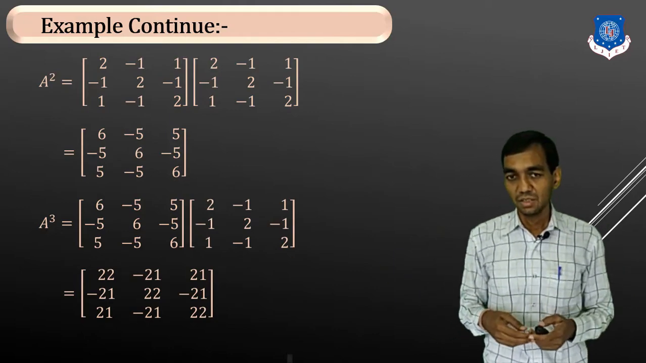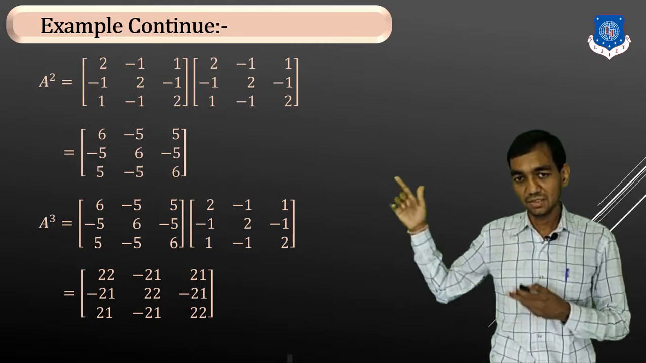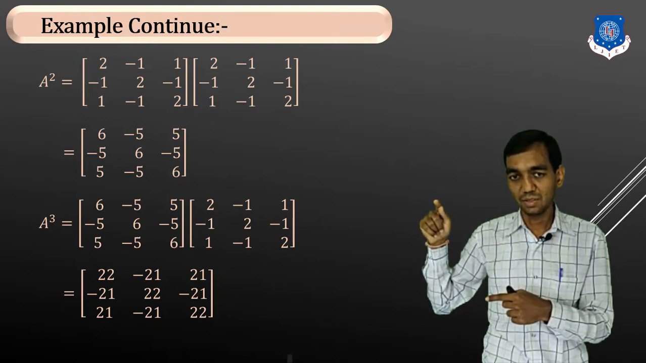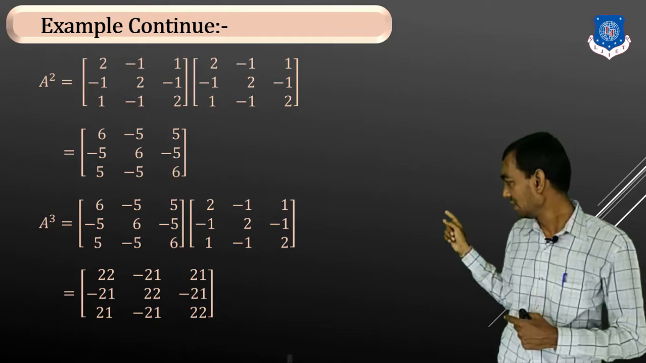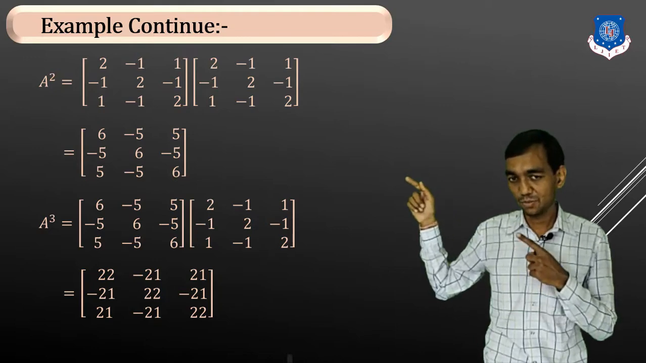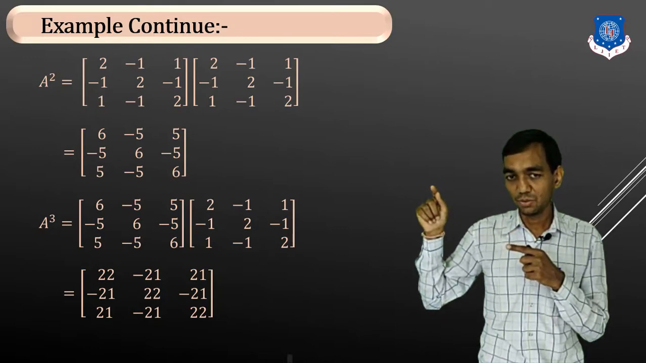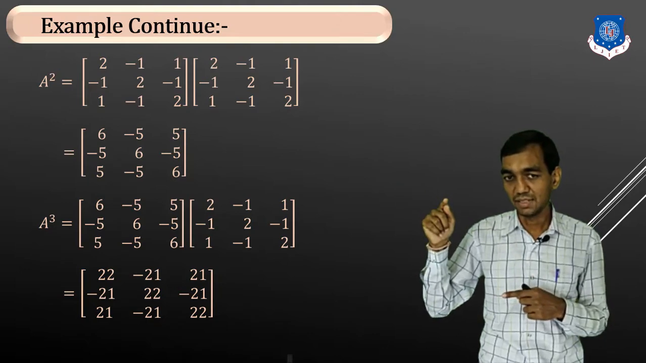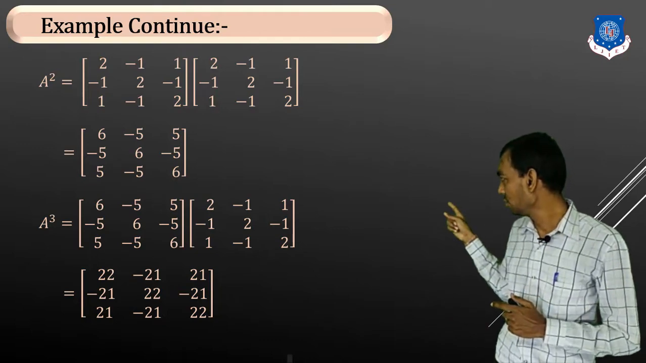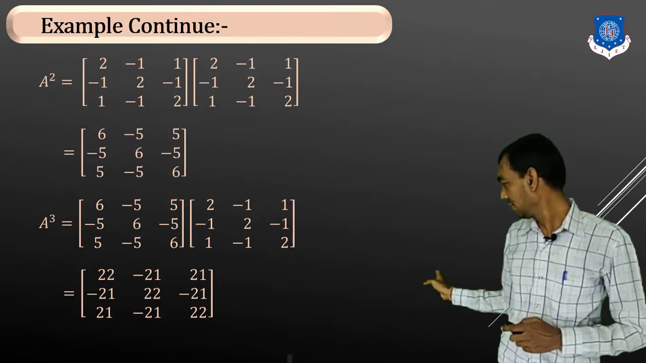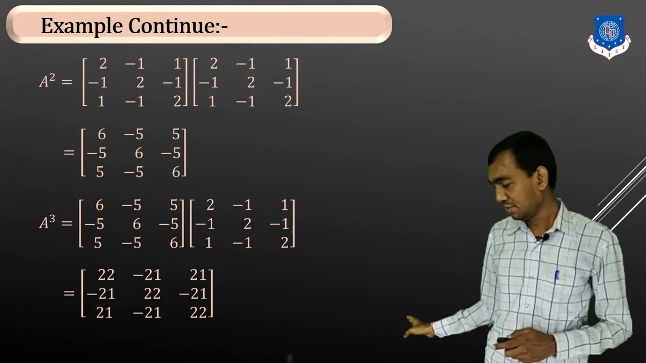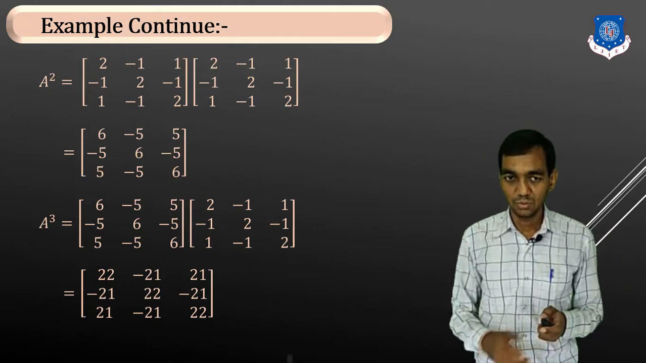Again using the same method. First row, first column, that means 6 into 2 plus minus 5 into minus 1 plus 5 into 1. That means 12 plus 5 plus 5, that will be 22. In the same manner, first row, second column, that will be 6 into minus 1, then minus 5 into 2, then 5 into minus 1, and that will have a value minus 21. If you continue in this way, you will have the matrix A cube equal to 22, minus 21, 21; minus 21, 22, minus 21; and the third row will be 21, minus 21 and 22.